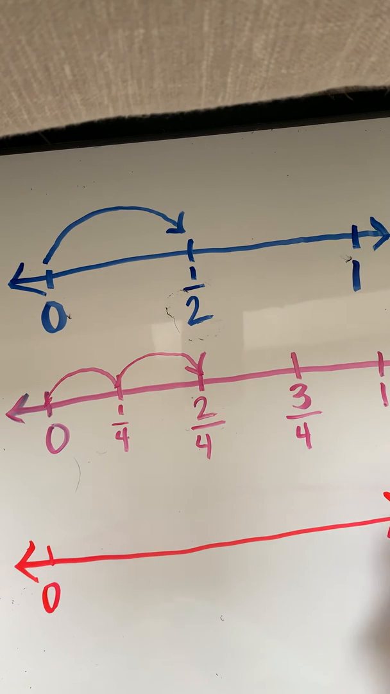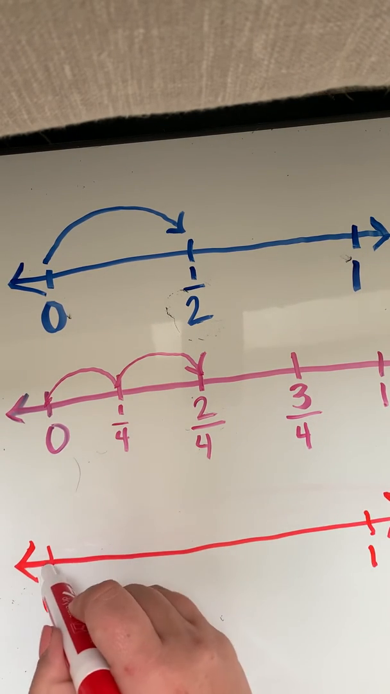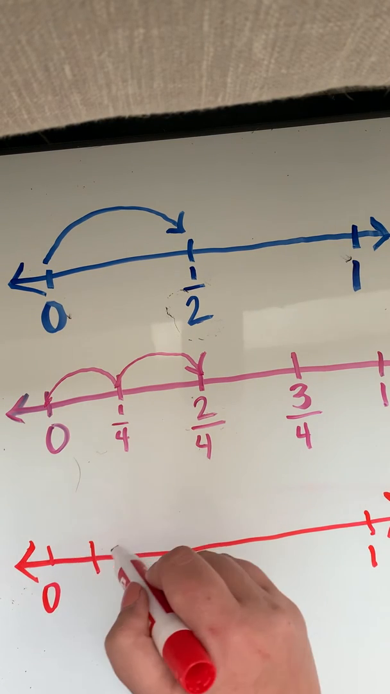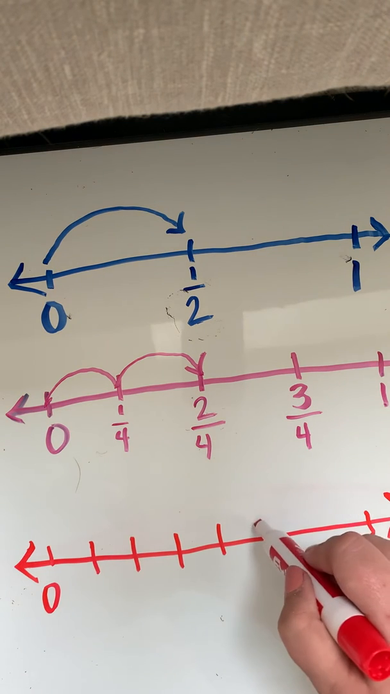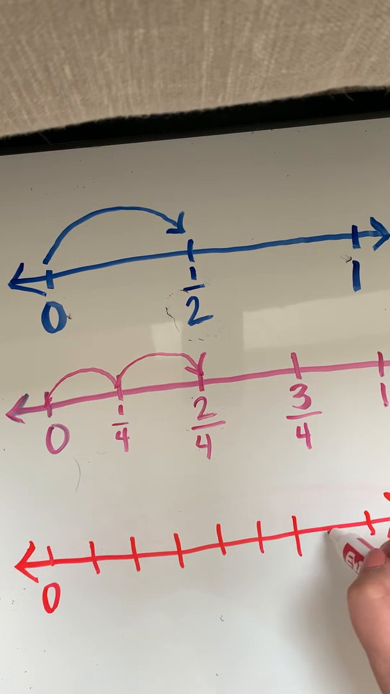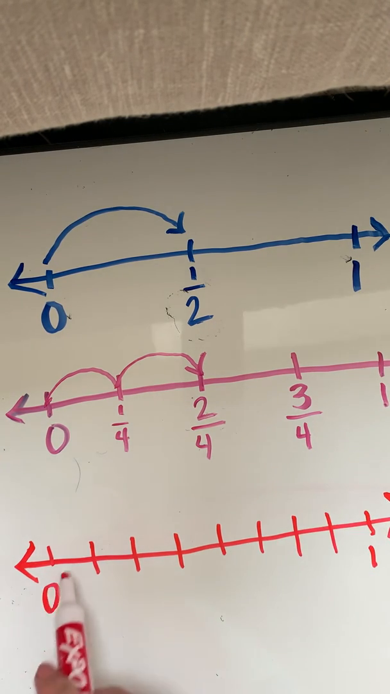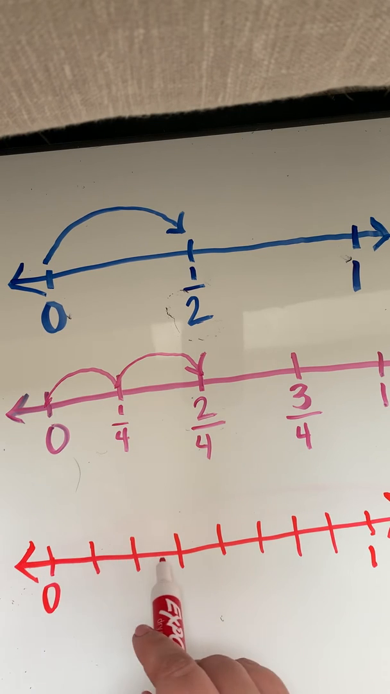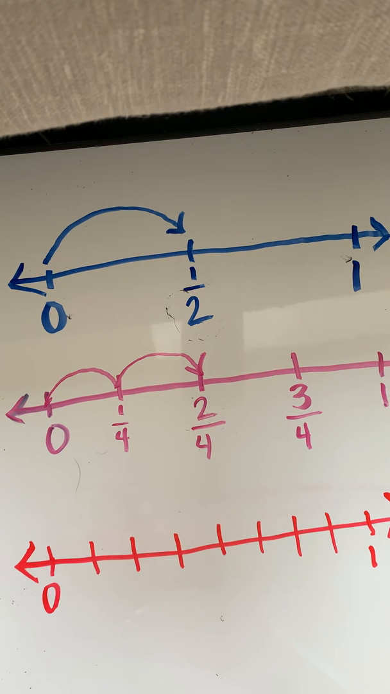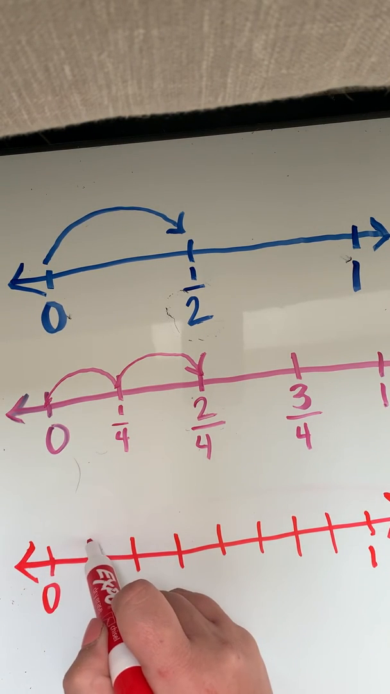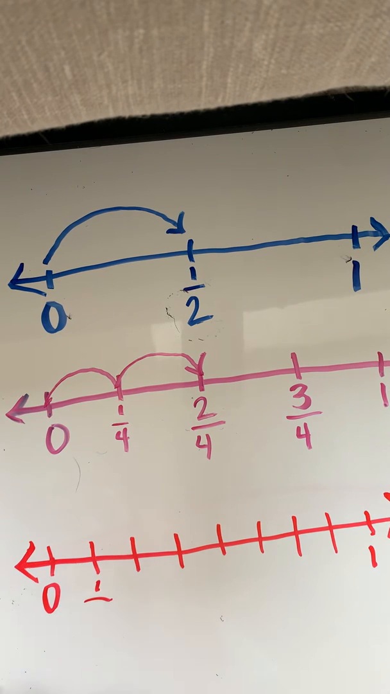It might be easier for us to make 8 different sections starting here, okay? 1, 2, 3, 4, 5, 6, 7, 8. Perfect. Now, I am going to hop 1 time. Whoop. So that's going to be my numerator.